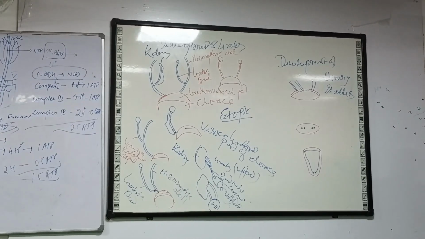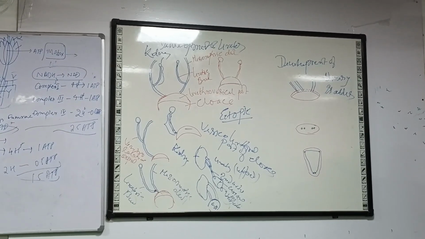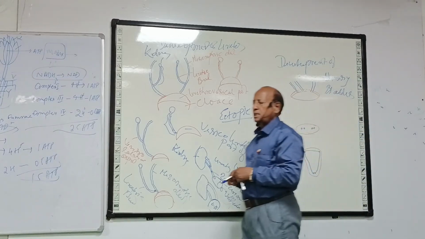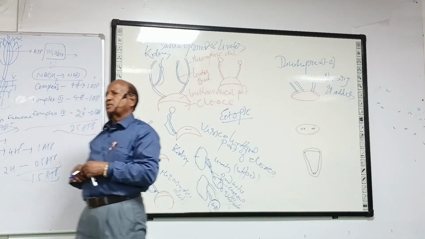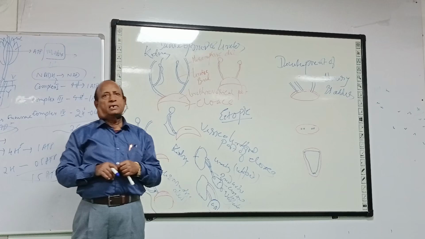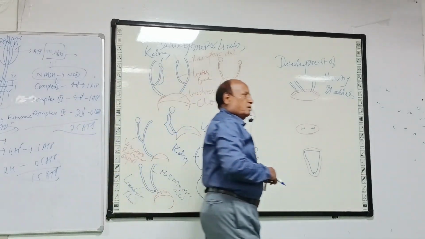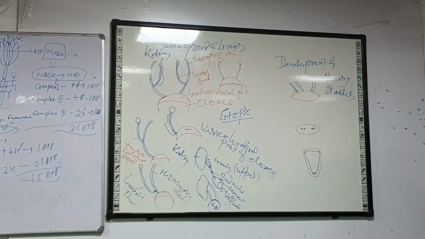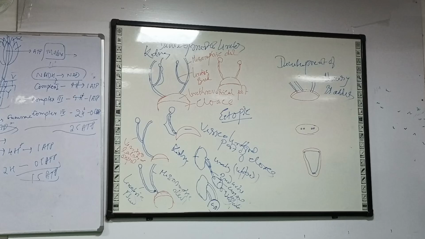Suppose in the case of male, the ureter should open where? In the urinary bladder. In the female also it should open into the urinary bladder. But sometimes it opens into the vestibule or the vagina, other than the normal opening of the ureter.